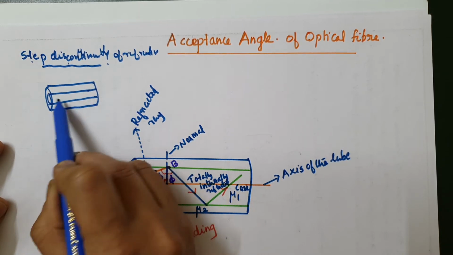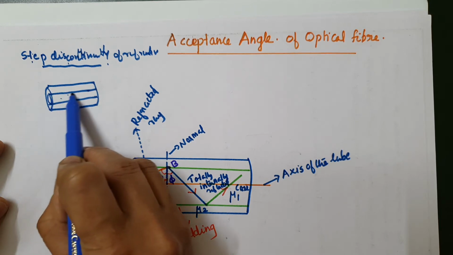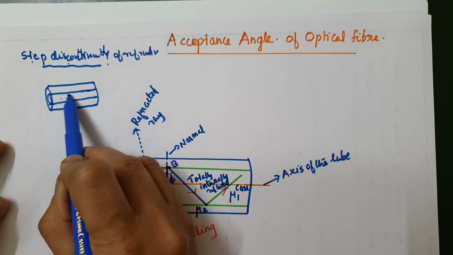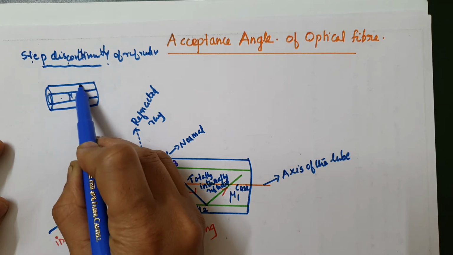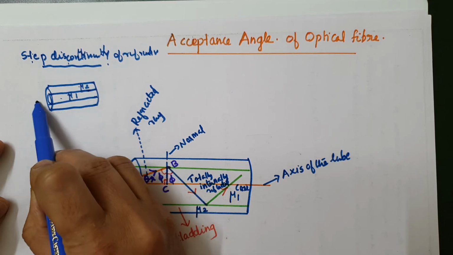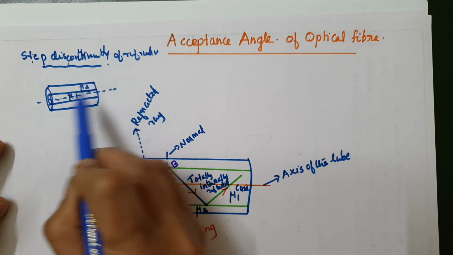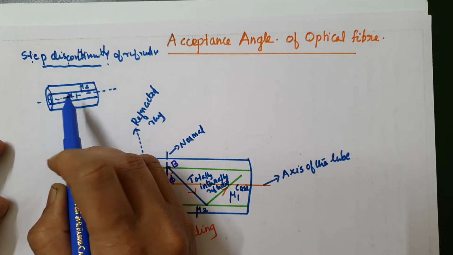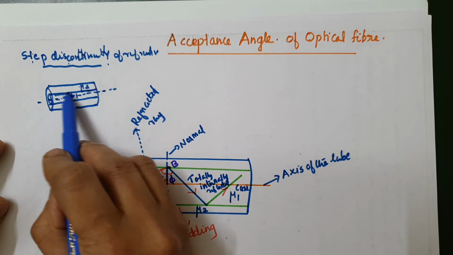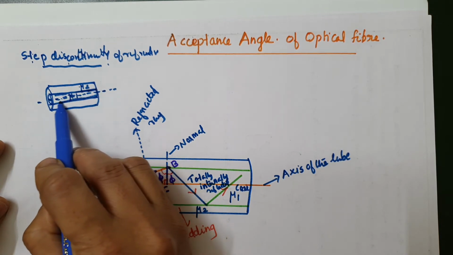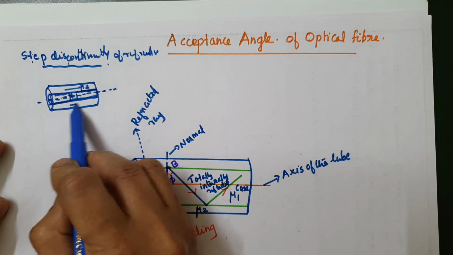If this is the core region, it has a refractive index mu1, and this is the cladding region, it has a refractive index mu2, and this is the optical axis. Core and cladding are coaxial regions. The inner region is the core region, and the outer region is the cladding region.